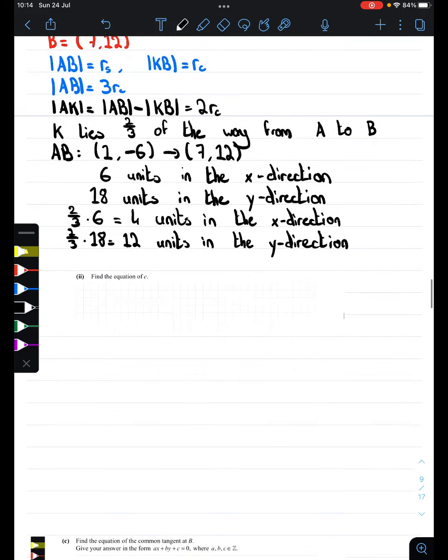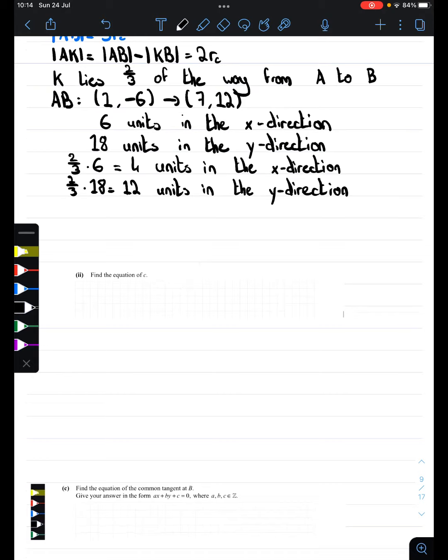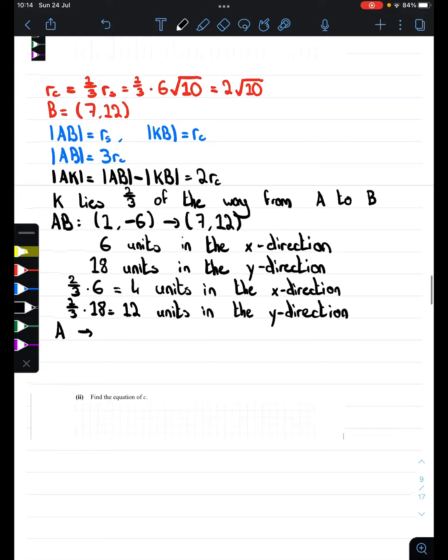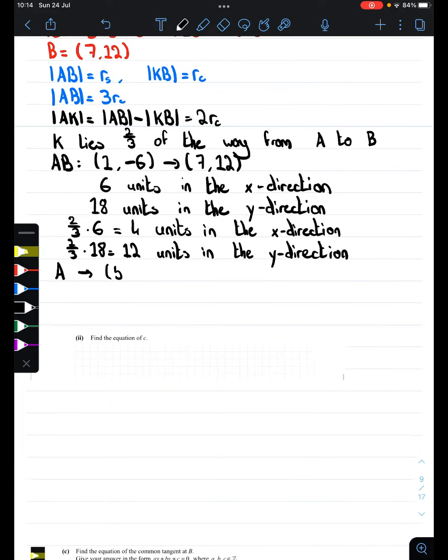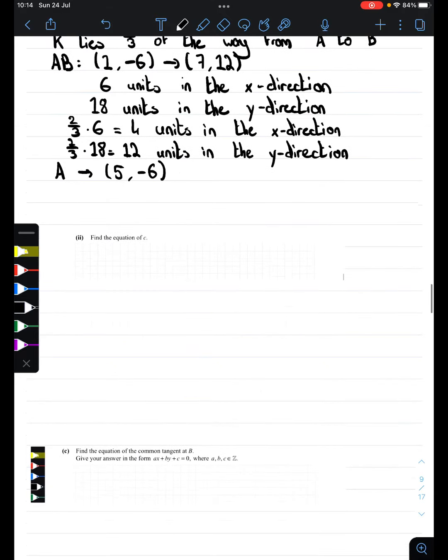So let's start at A. If we start from A and we travel 4 units in the x direction, where will we go to? We will end up at 1 plus 4, which is 5. And then if we travel 12 units in the y direction, minus 6 plus 12 is 6. So it'll be (5, 6). And that's 2/3 of the journey from A to B. So we're at K.